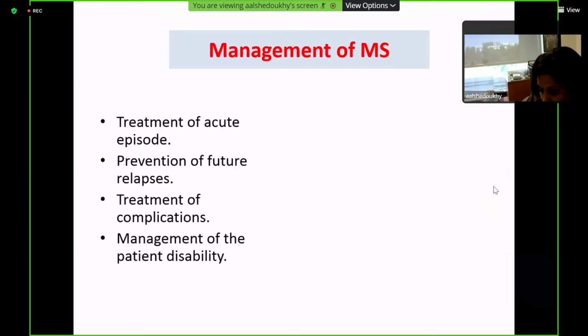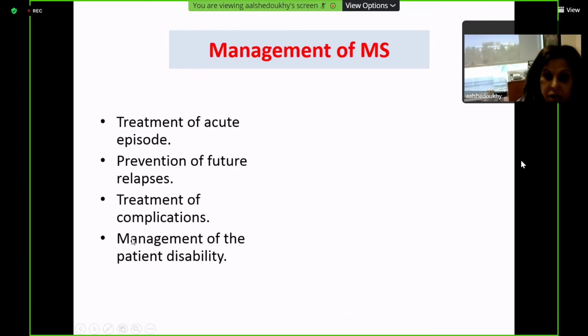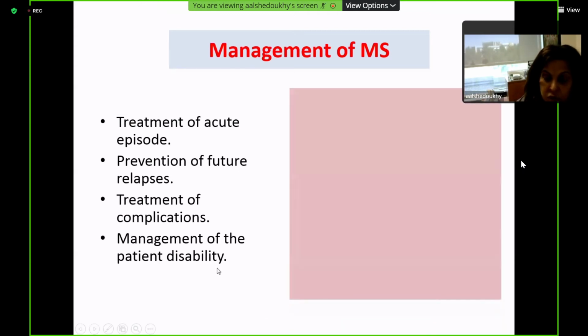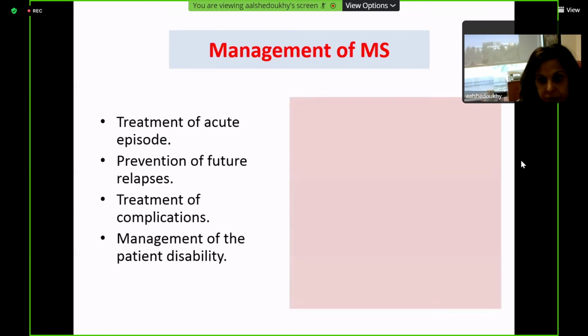So we need to manage multiple sclerosis. We usually manage the acute episode, to save the life of the patient, and we need to prevent future relapse. We also look for complications to prevent side effects, and try to give support to help the patient with the disability that she or he developed. Okay.